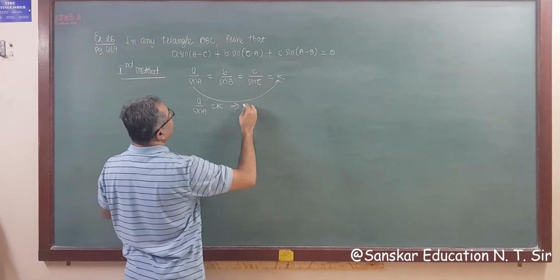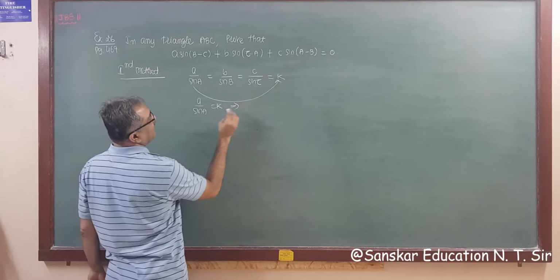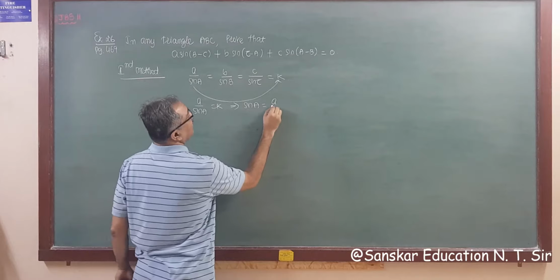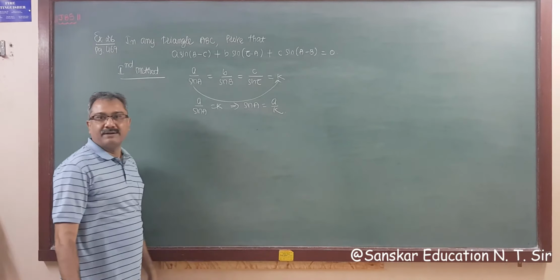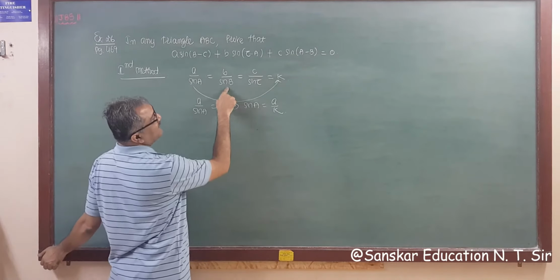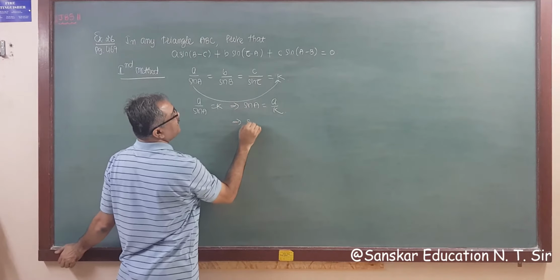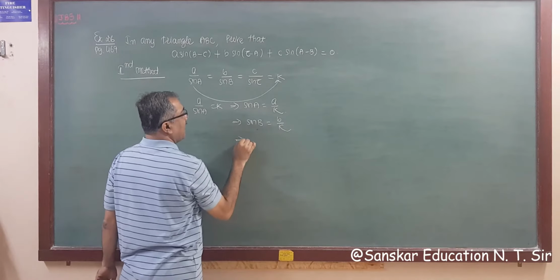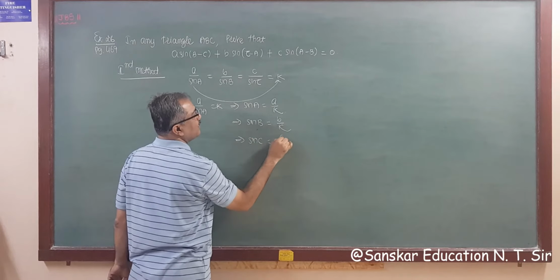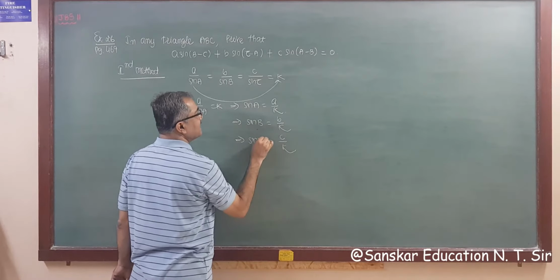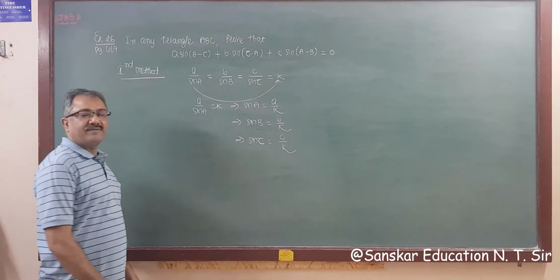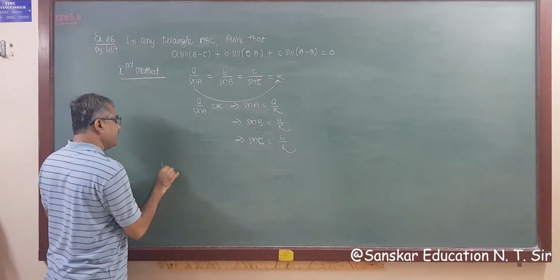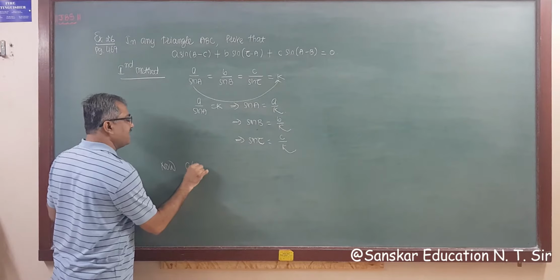So this implies sine A is equal to A upon K. Right? Similarly, sine B is equal to B upon K, and sine C is equal to C upon K. This is the capital trigonometric function, that is, the angle is capital. Right? So now, as we discussed, we have to simplify this first.